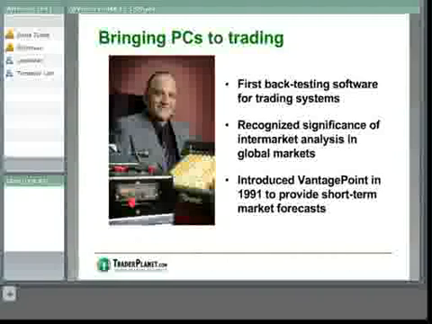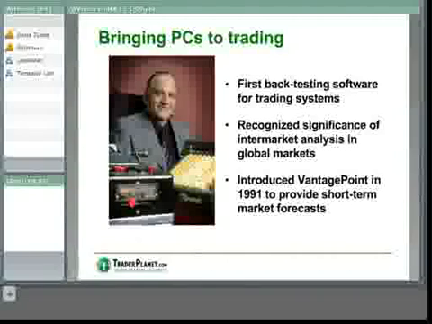But the PC and software developers like Lou opened the door to technical analysis to individual traders like you and me. What Lou wanted to do was not necessarily to create the Holy Grail system, which will never exist, but to make the traditional technical indicators like moving averages provide short-term forecasts that would give a trader a slight edge over other traders. You know, a little edge can mean a lot in trading.